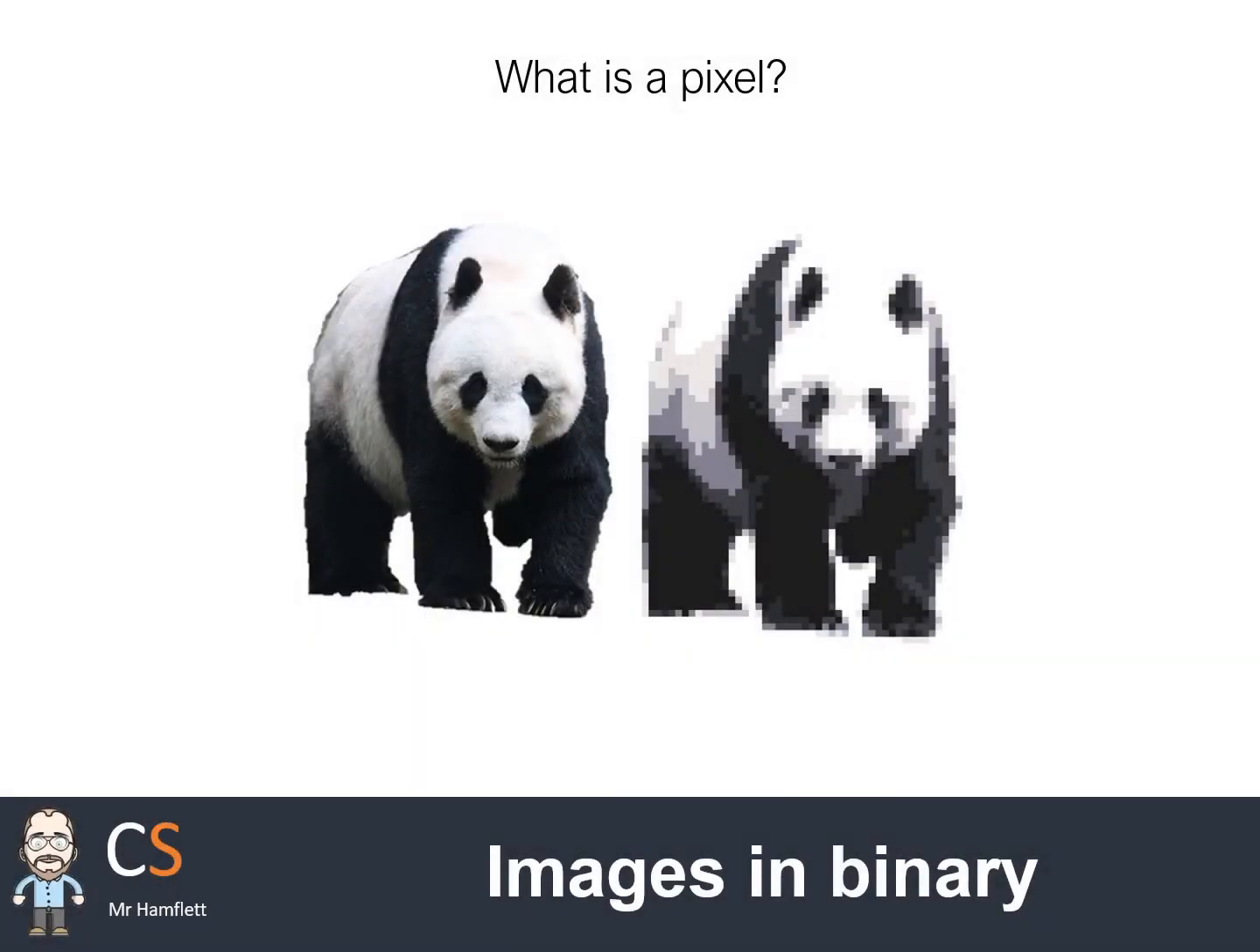In this lesson, we're going to be looking at how images are stored in binary. So how do we take a photo that maybe you see on the screen or on Google, or whatever happens to be, how do we take that image and turn it into a set of ones and zeros so it can be understood by a computer?